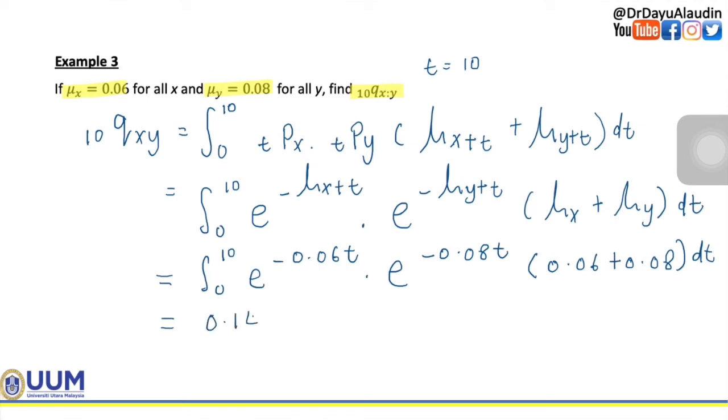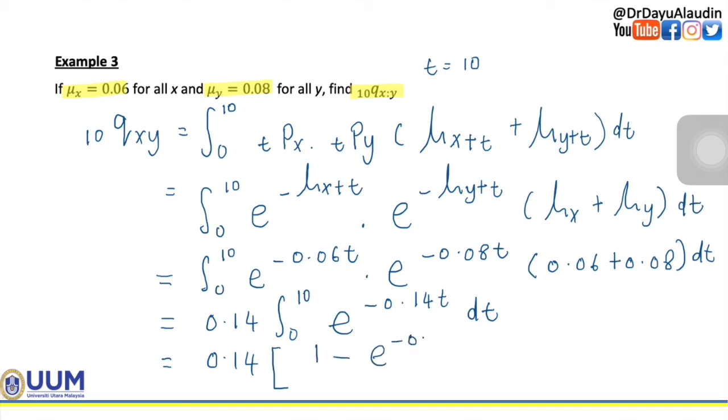We take out the constant value. And now we integrate the exponential. So we get 0.14, and we get 0.7534.